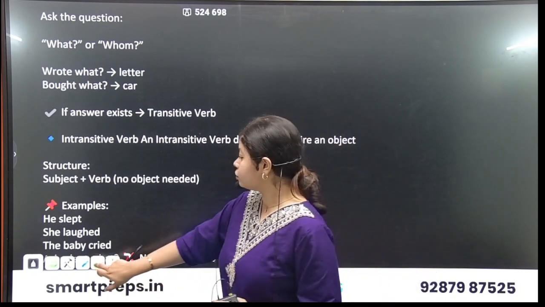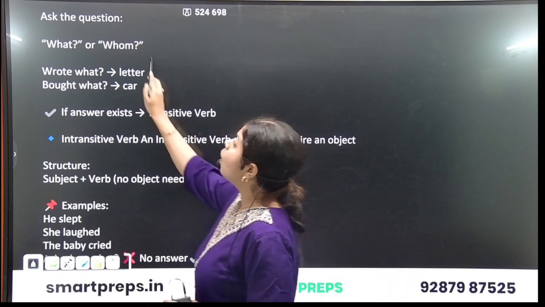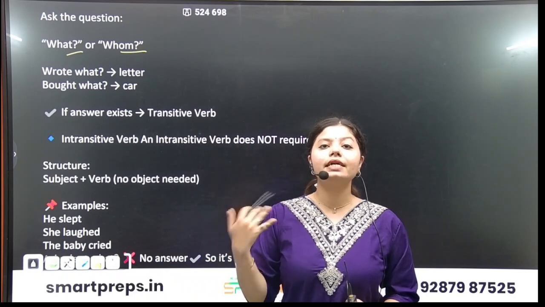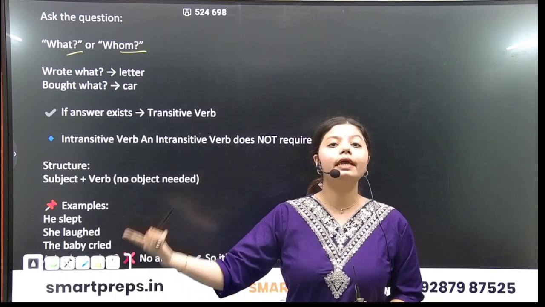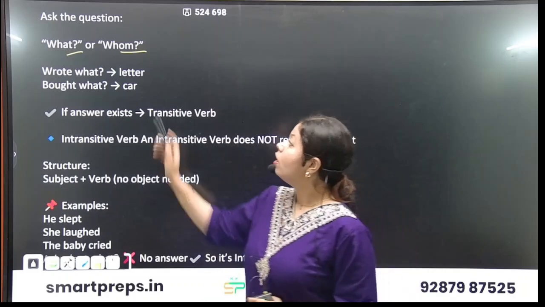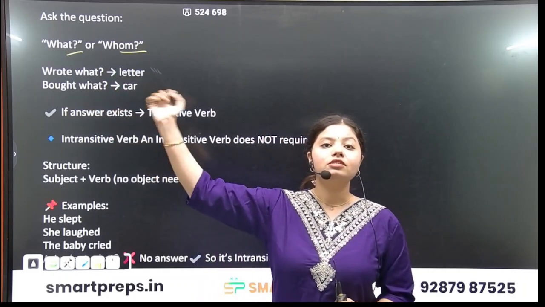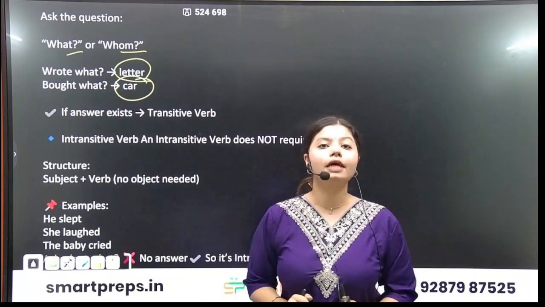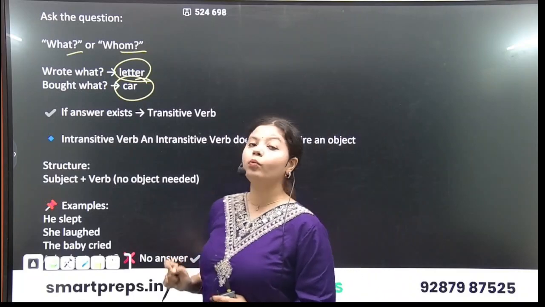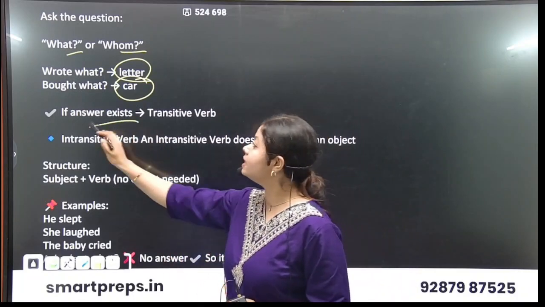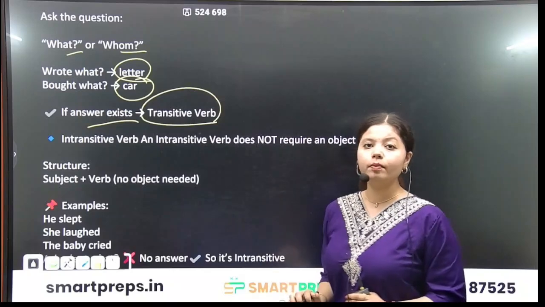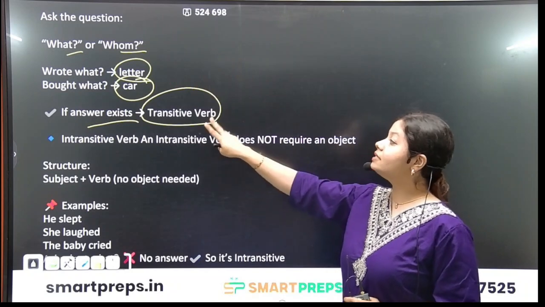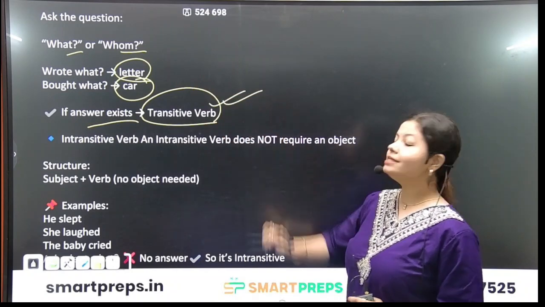Now ask the question what or whom regarding the transitive verb. Whenever we have a sentence like he bought a car, ask: what did he buy? He bought a car. What did she write? She wrote a letter. These answers are the objects. So a transitive verb will always have the answer. If the answer exists, it is known as a transitive verb. Whenever you ask what or whom, and the answer exists, that is called a transitive verb.